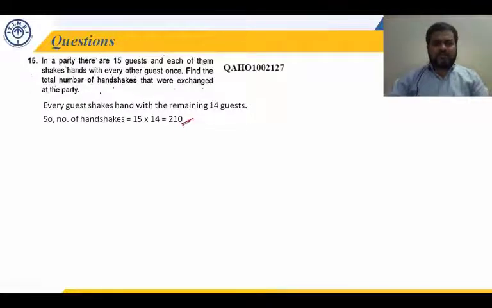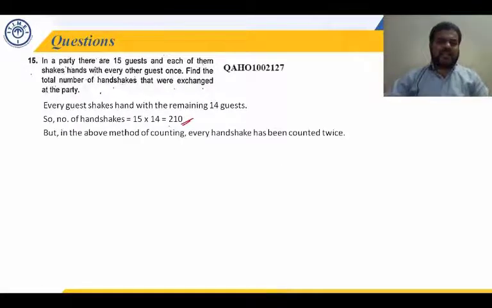But there is a problem with this counting, right? What is the problem? The problem is that every handshake has been counted twice in this calculation. This calculation 210 has counted every handshake twice. For example, A shook hands with the remaining 14 guests. It means A shook hands with B, right? Because B is also one of the remaining 14 guests. Now, when you come to the counting for B, B also shook hands with the remaining 14 guests. In these remaining 14 guests, A is also there. But when A shook hands with B, at that time itself B also shook hands with A.